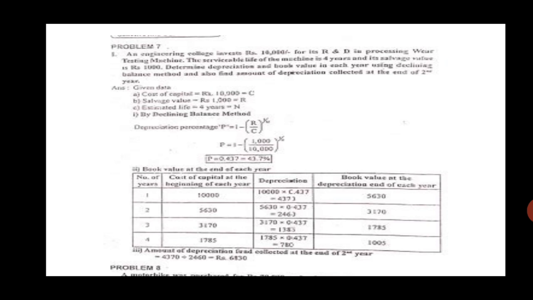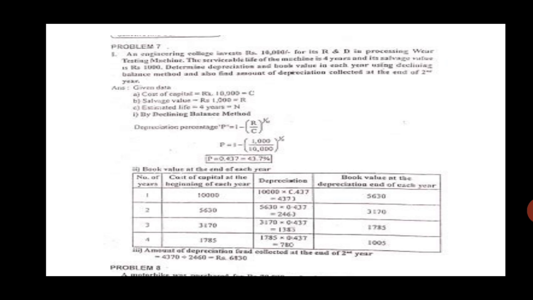Similarly for third year, this 3,170 will become the cost of capital, and we will multiply this 3,170 into our depreciation percentage, that is 0.437. We get the depreciation amount as 1,385 rupees, and we will deduct this 1,385 rupees from the cost of capital, that is 3,170. So the book value at the end of third year will be 1,785 rupees.